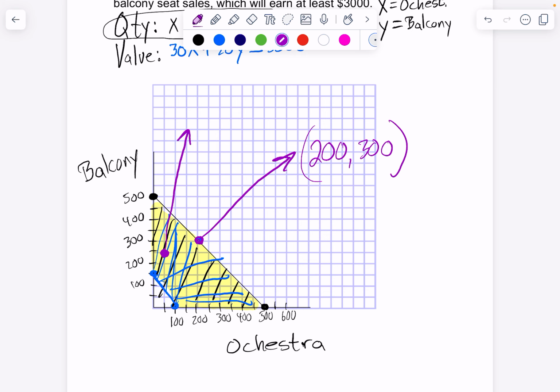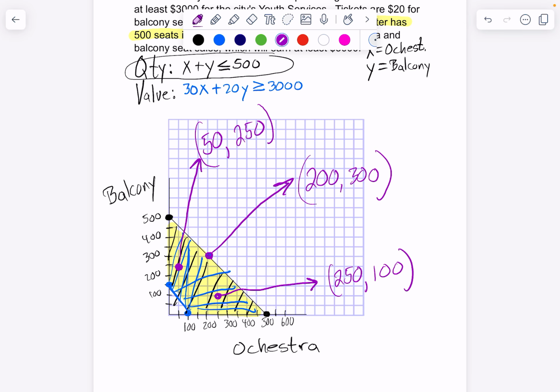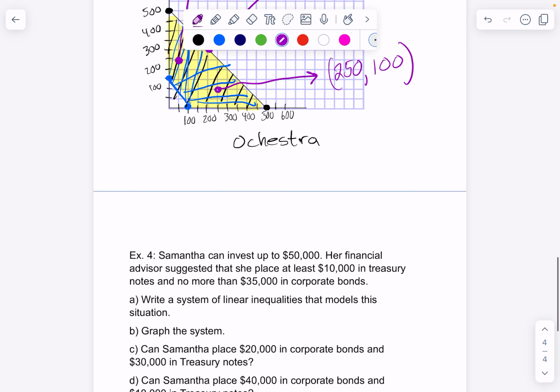We could also have 50 orchestra and 250 balconies. Or let's say this point right here. We could also sell 250 orchestra seats and 100 balcony. And all of these combinations will give the center at least $3,000 of earnings. And that's how that works. Check out another one.